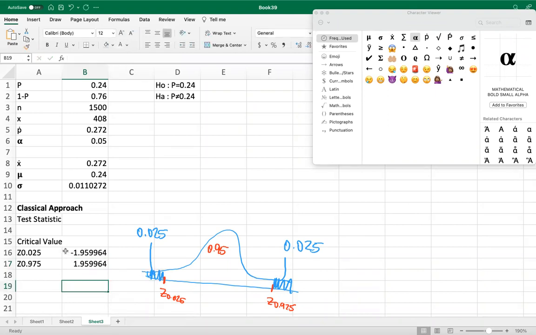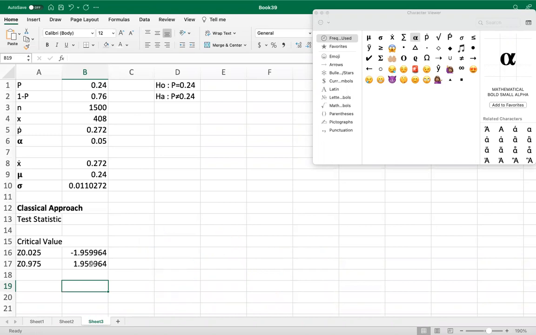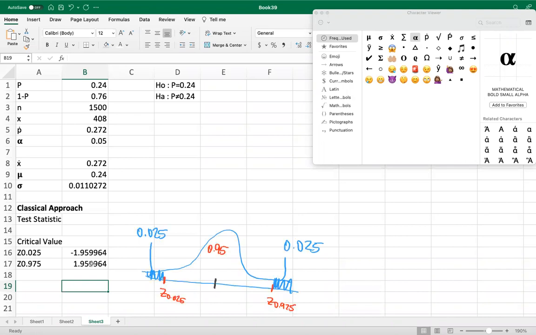Notice that the 0.025 value is just a negative 1.96. It's the exact same thing. This one's negative, this one's positive. And this just comes from our symmetry. Remember here in the middle, it's always going to be identified as 0 with the standard deviation of 1. Just a little play on fun stuff there. All right, so that's our critical values.